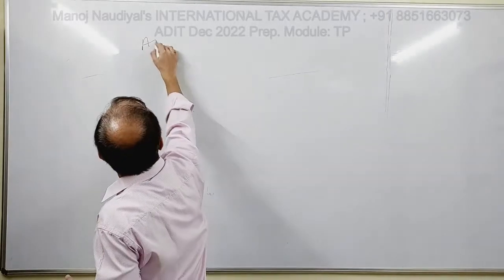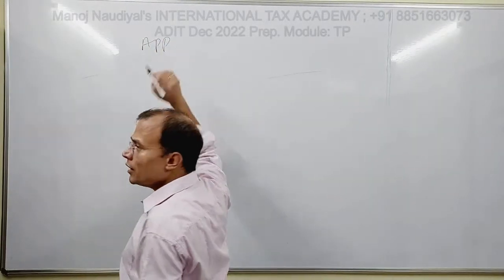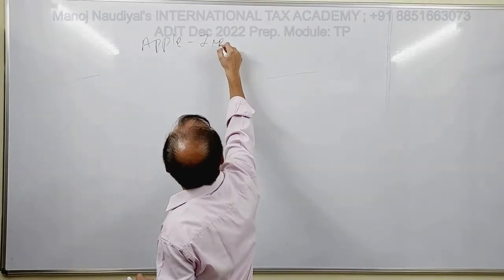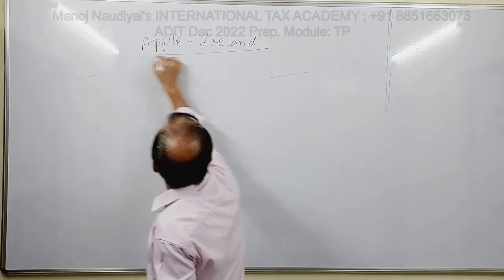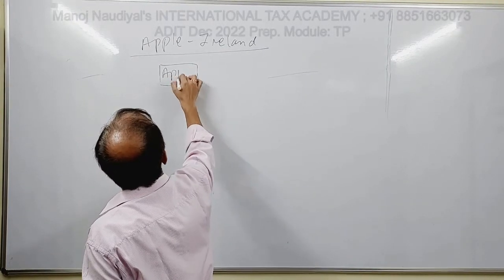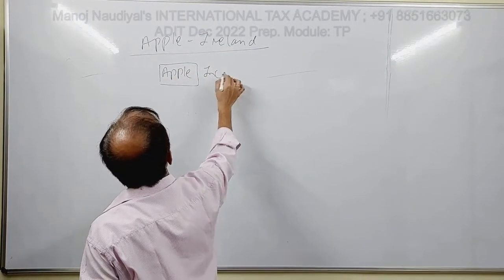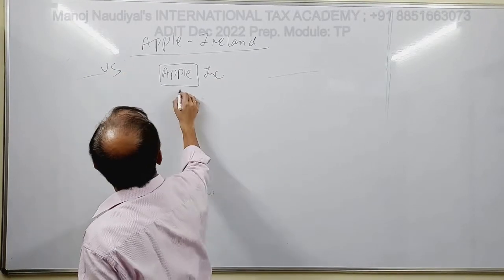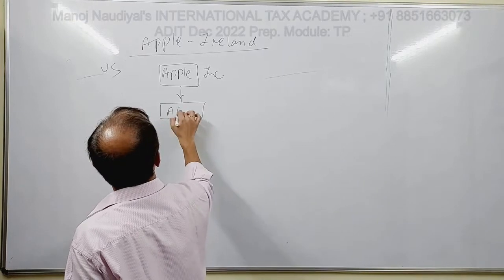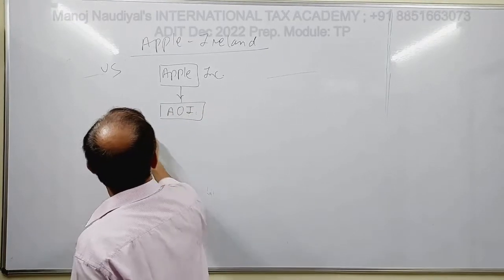Apple Ireland case, July 2020. Apple Ireland. Apple Inc. US. This is US. Fully owned subsidiary, Apple Operations International.